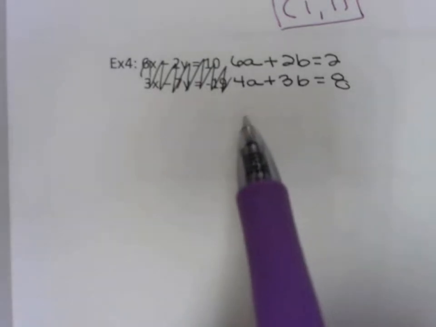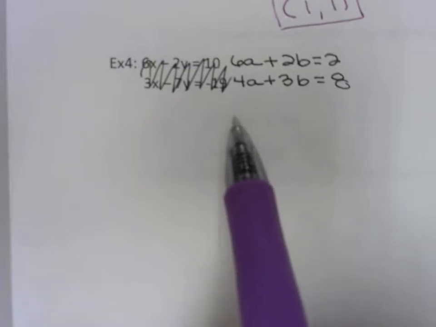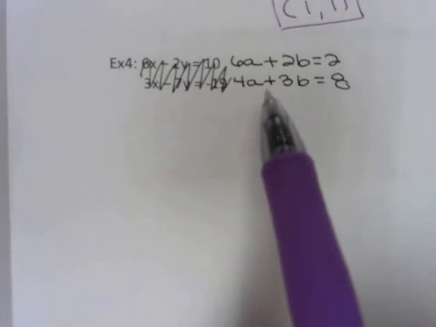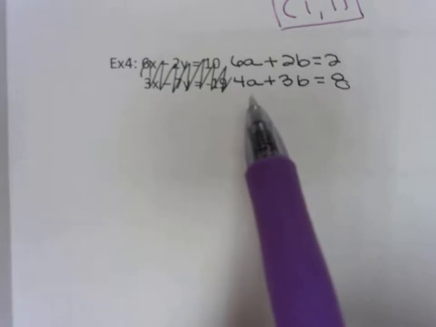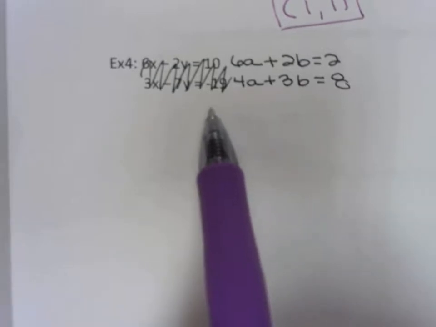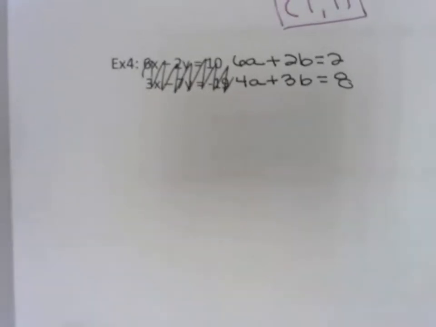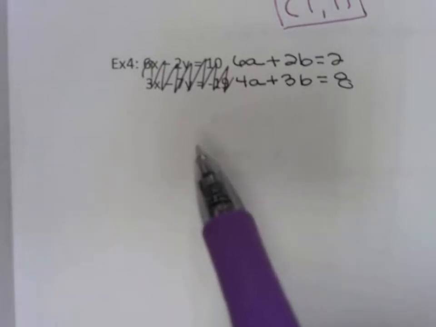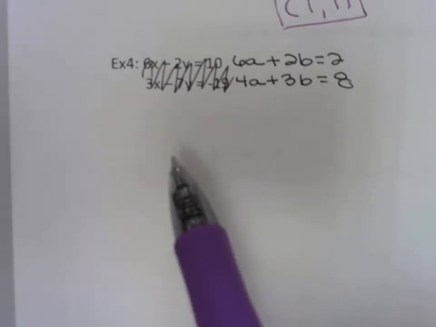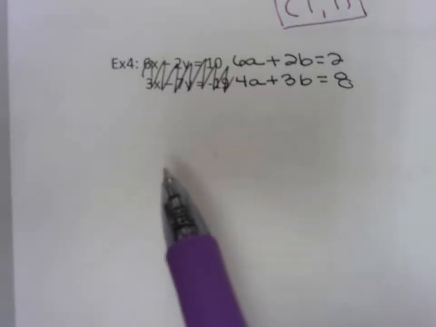Now as I look at this, we have to check: do I have the same number, opposite coefficient? No and no. So if I add these right now, nothing will cancel. If I multiply by negative 1, do I have the same coefficient for any of these? 6 and 4, 2 and 3, no. So then I look again at my smaller coefficients and see, can I get the same number, opposite sign by multiplying?